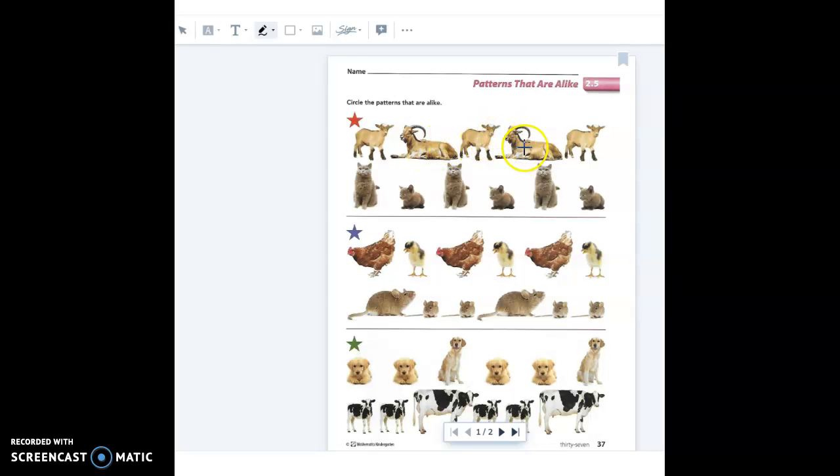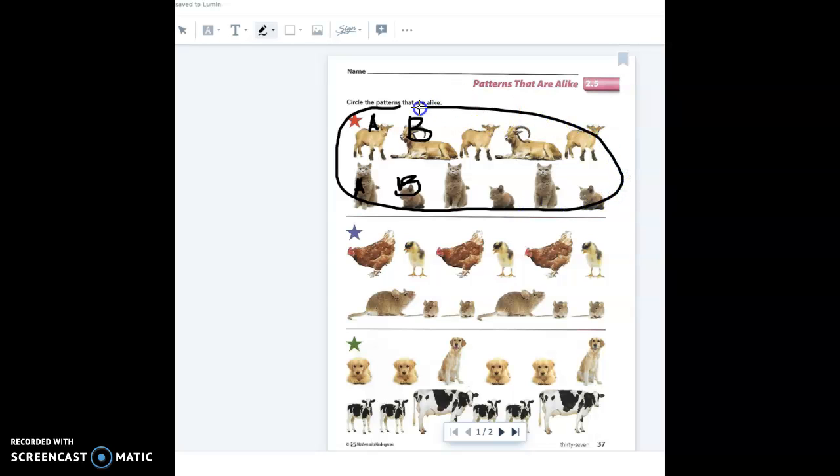A baby goat and a mama goat. So this is what type of pattern? I have two different things that repeat themselves. It's an A, B pattern, all right? Now, down here, I have cat, kitten, cat, kitten, cat, kitten. Again, two things that repeat themselves over and over again. This is also an A, B pattern. Are these two patterns the same? Yes, they're both AB patterns, so I need to circle that.